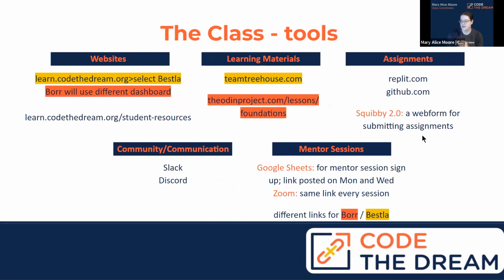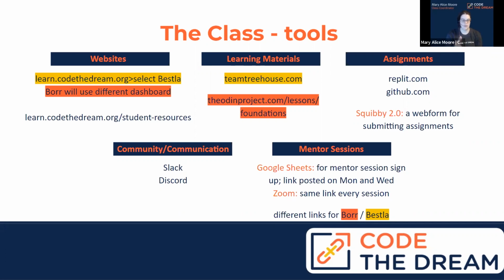All right, so now let's talk about class tools. The websites, so that's going to be sort of like a main dashboard homepage where you can find all of your class content and direct yourself around through the class. For the Bestla class, it's going to be learn.codethedream.org, and then you'll select Bestla as the class in the classes drop-down navigation menu. Borr, we're going to be providing you with a different dashboard, but I will be putting a link to that on our learn.codethedream.org website, so that way you'll be able to get to it as you need to.